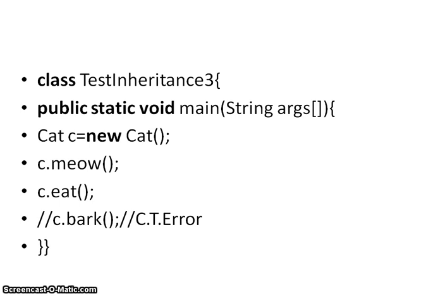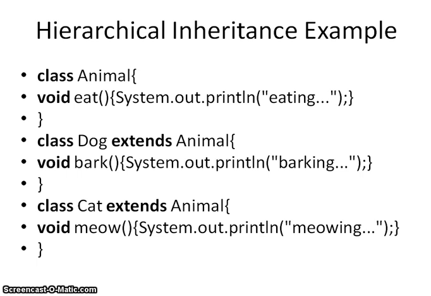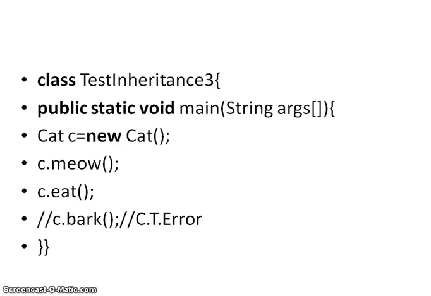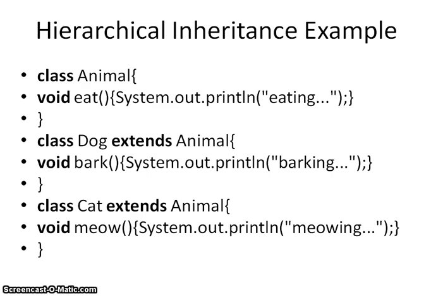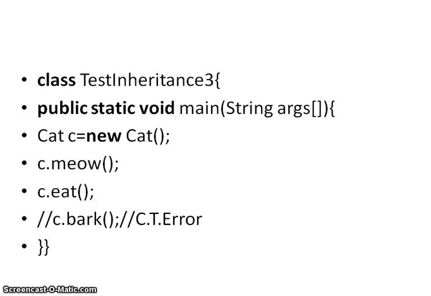So if you try c.bark, it will display an error because it is not extending the properties of the dog class. C is not extending the properties of the dog class. C is extending the properties of the animal class. So you can access only the c.meow function and c.eat function. C.bark you cannot access because it is not extending the dog class. So what will be the output here? The output will be meowing and eating. These are the two outputs of this program.